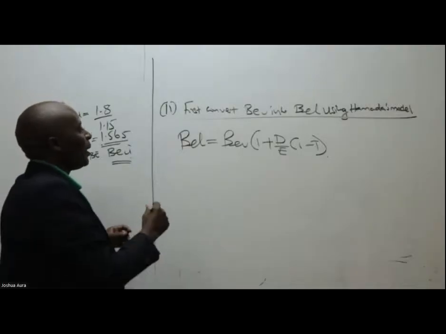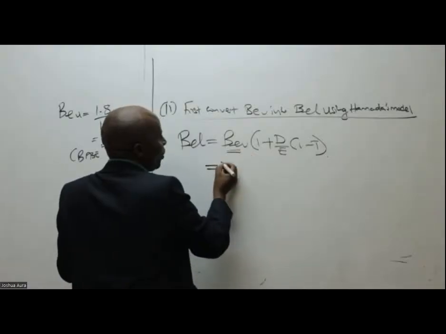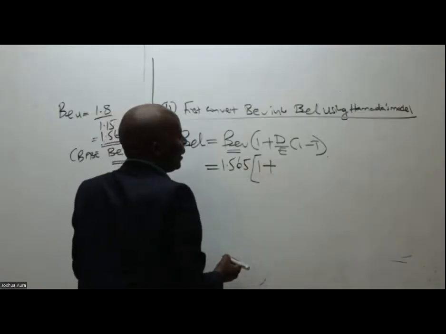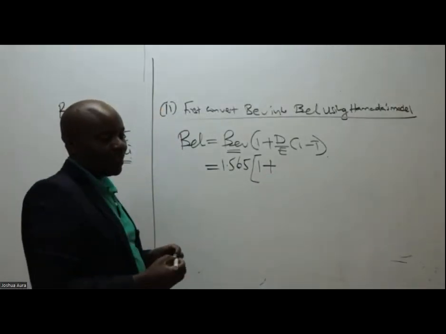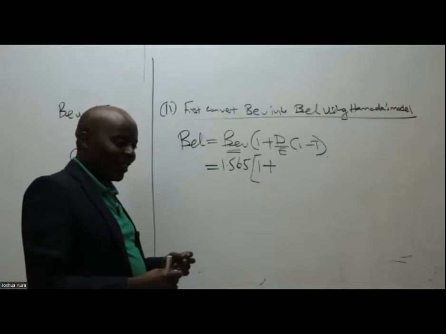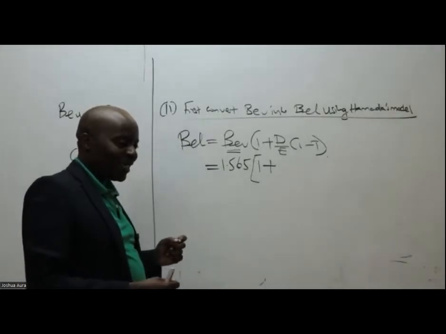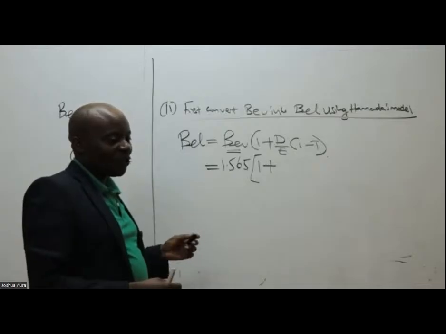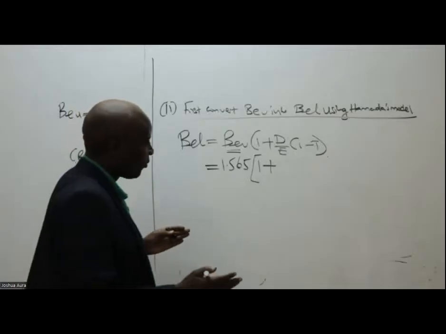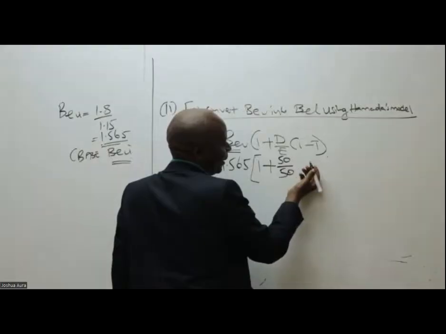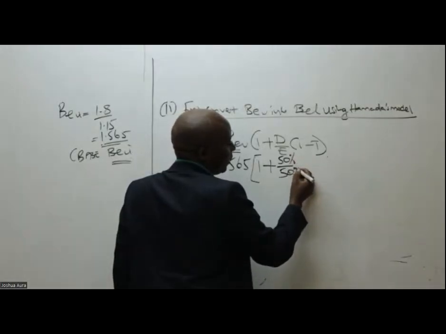So, ladies and gentlemen, remember, I have this BEU, which is 1.565, into 1 plus debt to equity. So could you kindly give me the debt to equity of this scenario, the financing structure? Debt over equity, I should use 50 over 50. Thank you very much, Naomi. So 50 is debt, equity is 50. You can forget the percentages because they'll cancel.